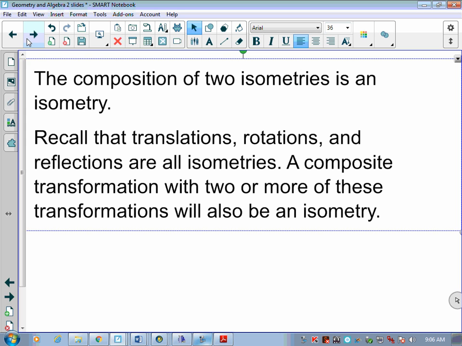Very good. So we want to recall that translations, rotations, and reflections are all isometries. They maintain the size and shape. They may change the orientation. A composite transformation with two or more of these transformations will also be an isometry, because so long as we're not applying a dilation, we're going to wind up with the same size and shape.